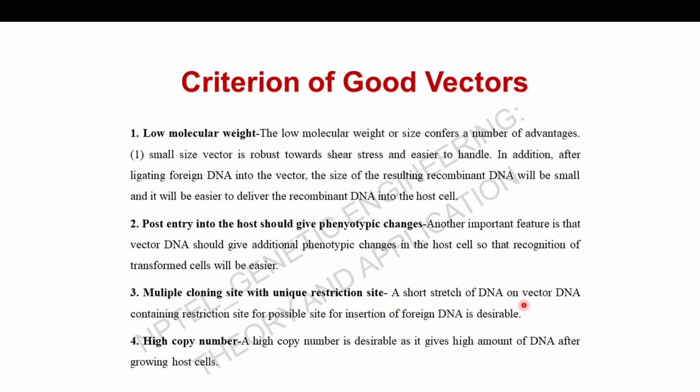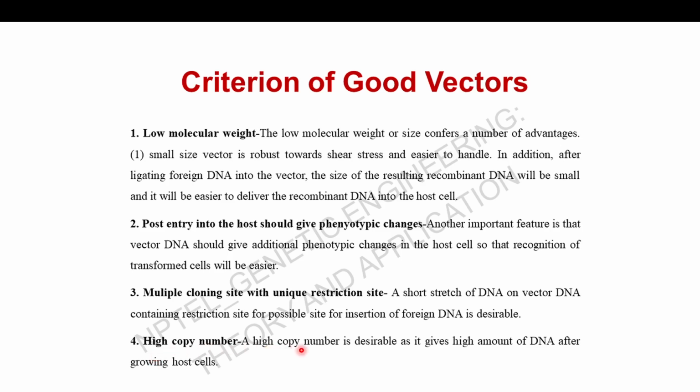Now, multiple cloning site with unique restriction site. A short stretch of DNA on vector DNA containing restriction sites, as possible sites for insertion of foreign DNA, is desirable. The same thing that we are talking about, suppose there should be a site in a plasmid, like we will look into it a little later, I think a few slides on, where there are multiple cloning sites. It basically refers to multiple restriction sites for various different kinds of restriction enzymes, so that you can introduce multiple types of insert DNA into your vector. Okay.